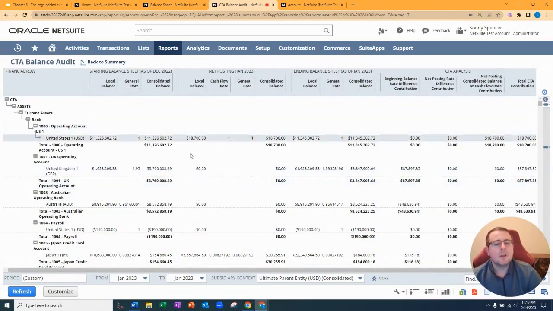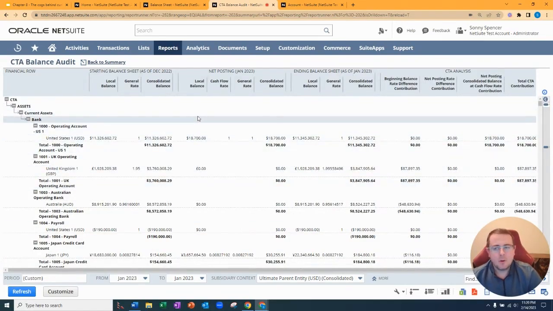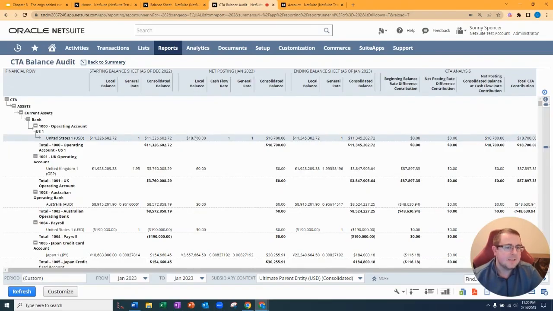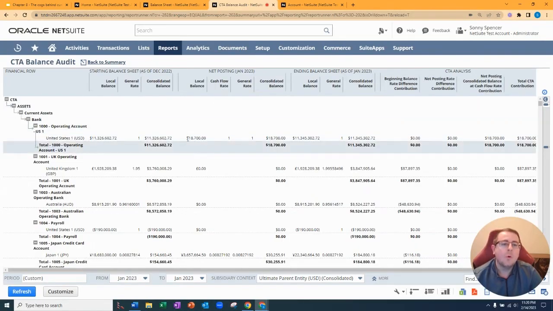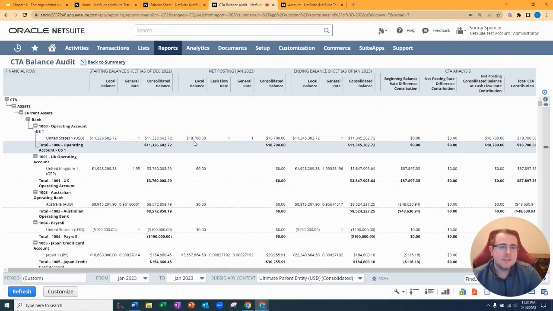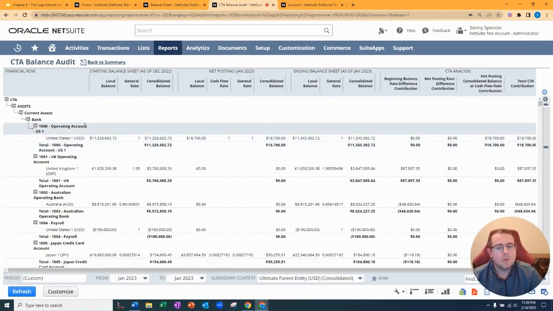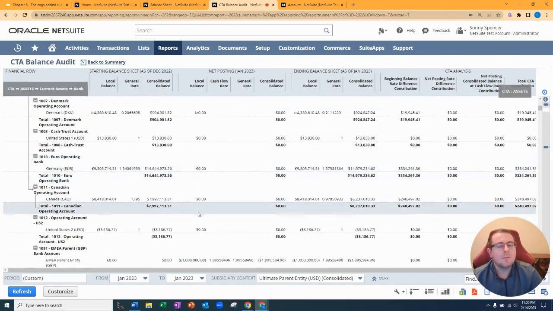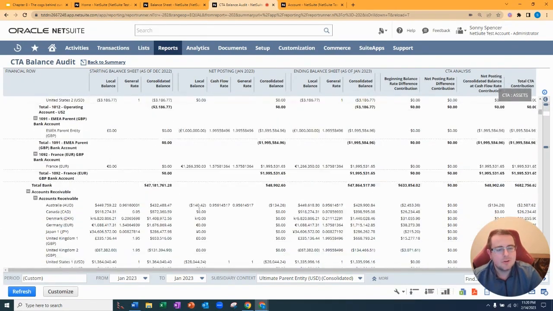Okay, so let's start with the local balance column. Now this column is as simple as looking at the functional currency balance for that particular GL account and subsidiary, specifically the movement in that GL account for the period that we're looking at. So in this case, we can see that this particular GL account, 1000, our operating account, had a movement in January 2023 of $18,700. That applies to every GL account across all of our subsidiaries.